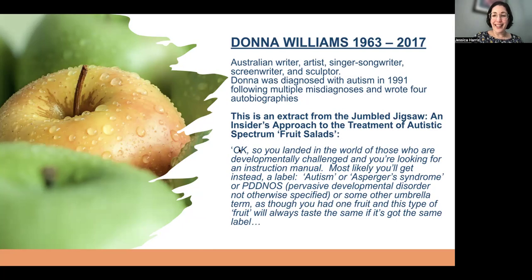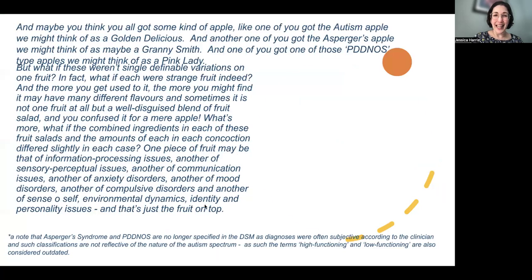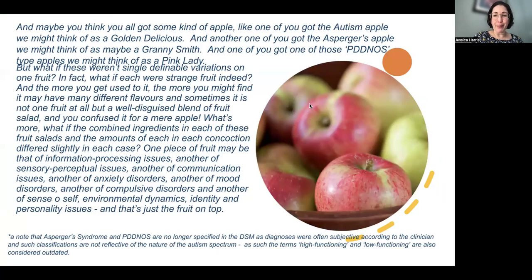Donna says, okay, so you landed in the world of those who are developmentally challenged and you're looking for an instruction manual. Most likely you'll get instead a label, autism or Asperger's syndrome or PDD-NOS or some other umbrella term, as though you had one fruit, and this type of fruit will always taste the same if it's got the same label. And maybe you think you all got some kind of apple. Like one of you got the autism apple, we might think of as a golden delicious. And another one of you got the Asperger's apple, we might think of as maybe a Granny Smith. And one of you got one of those PDD-NOS type apples we might think of as a pink lady.